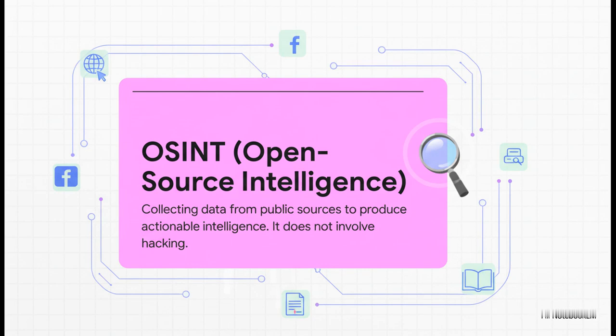It's OSINT. And it's all about using information that's already publicly available. We're talking websites, social media, public databases, and doing it legally and ethically to piece together a picture of the world. And let's be super clear, this is not hacking. It's about being smart enough to see what's already out there, hiding in plain sight.